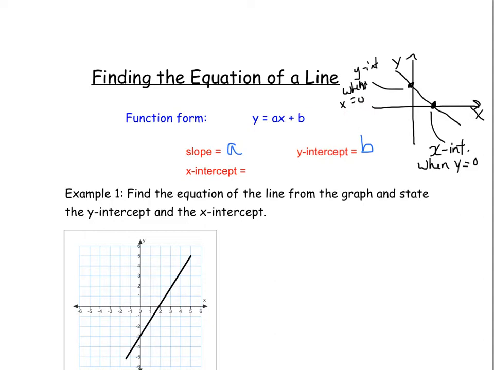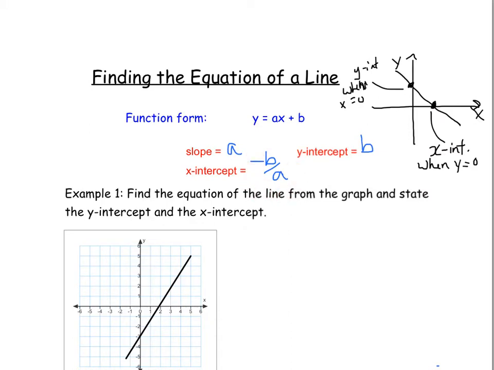The x-intercept is the point where the line crosses the x-axis. So it's the x value when y is equal to 0. This point here is the x-intercept. From our equation of a line, we can find the x-intercept. It is negative b divided by a. So if you know the a value, you know the slope. If you know the b value, you know the y-intercept. And if you have the b and the a value, you can find the x-intercept.